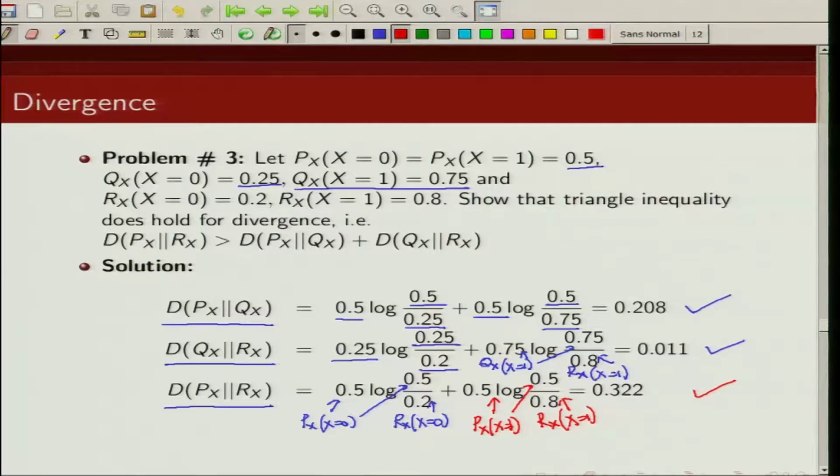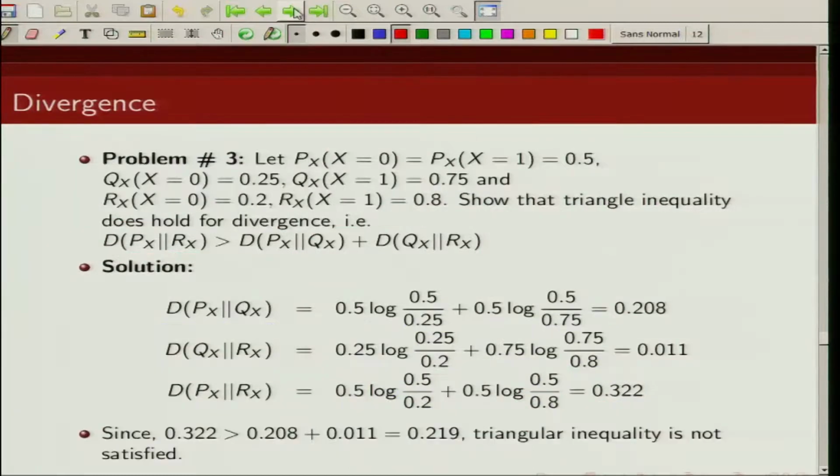Okay. Now note here, this plus this is not greater than this. So we have shown with a simple example that the triangle inequality does not hold for divergence. Okay. So you can see the divergence between p and r is more than the divergence between p and q plus the divergence between q and r. So the triangle inequality does not hold.